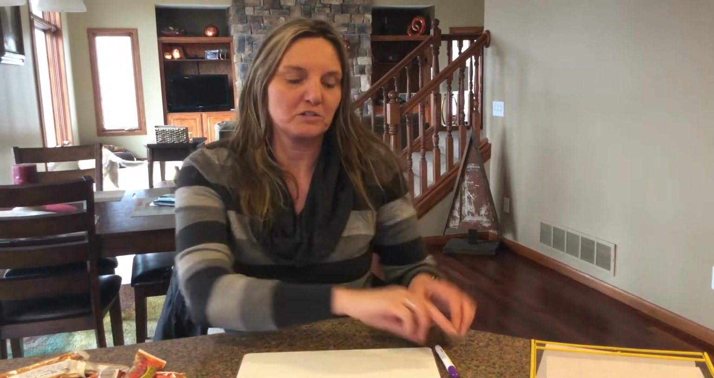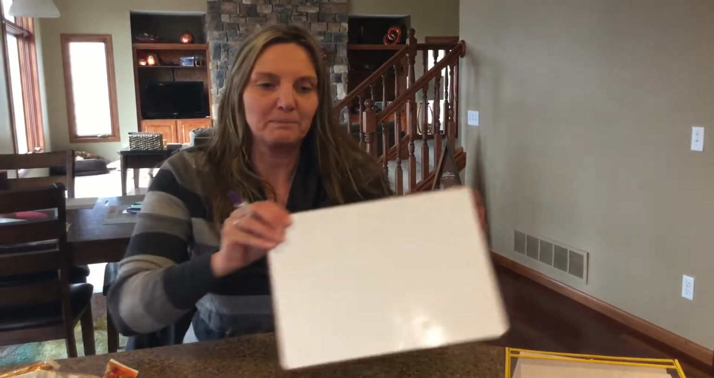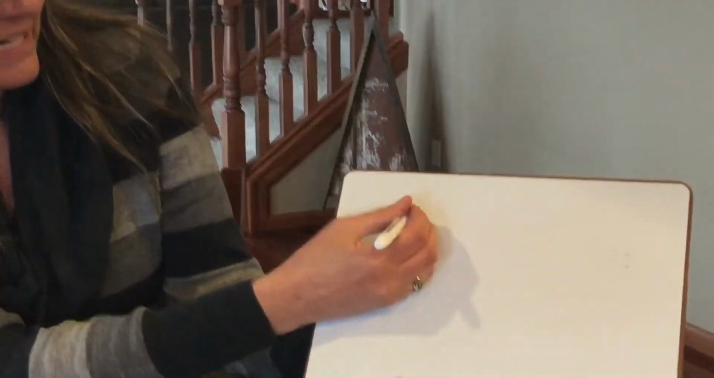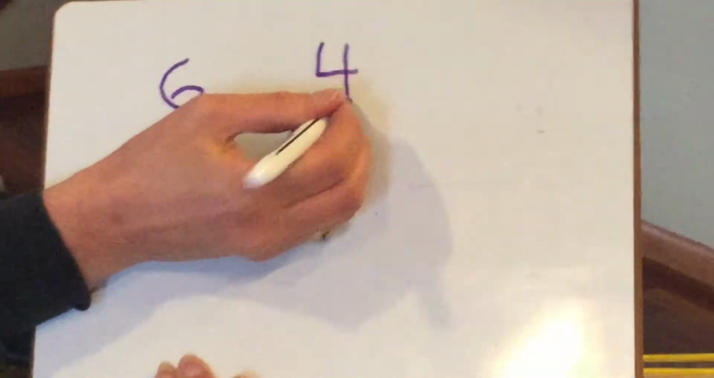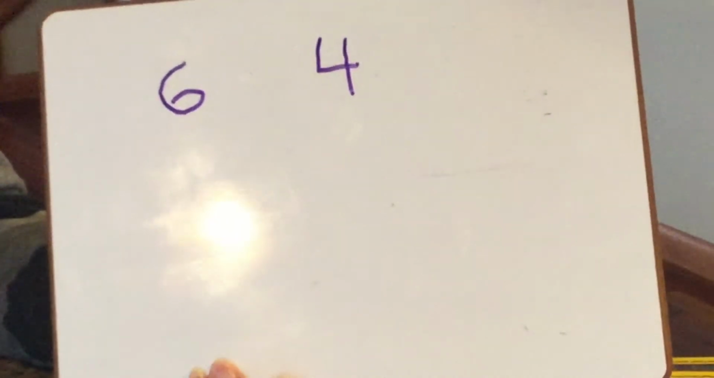A while back, we did a little chant about alligator. Alligator, alligator, sitting in the swamp. How many pizzas do you want to chomp? Do you remember that? And that alligator mouth wants to eat the most. So the mouth is going to be open towards the bigger number. For example, if I had a 6 and I had a 4, which one is bigger?